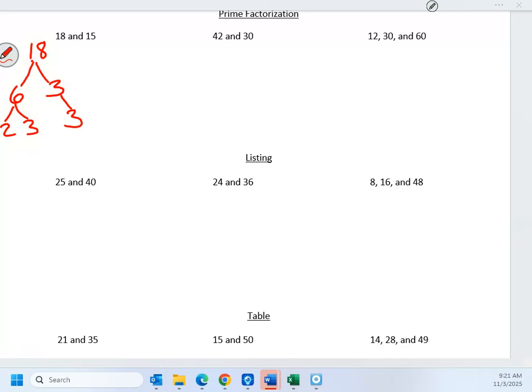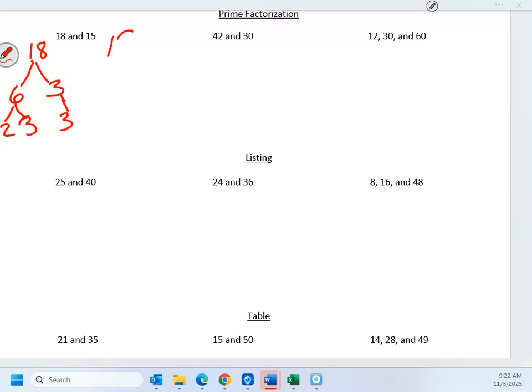So now I look at it and I say, okay, what is the biggest factor that they share in common? So I see 2 3s. So my biggest factor for, oh wait, I'm doing this wrong. I have to do that 15 first, sorry, my bad. So we're at this point.